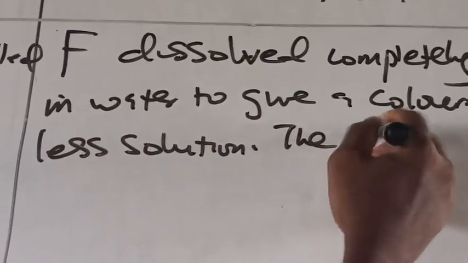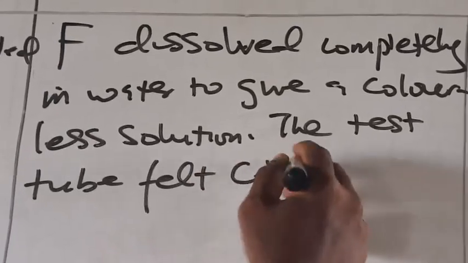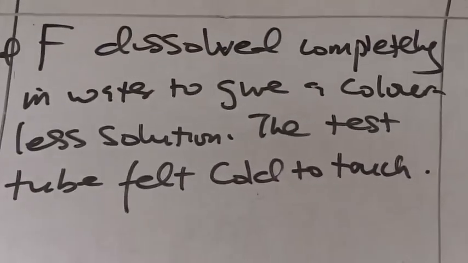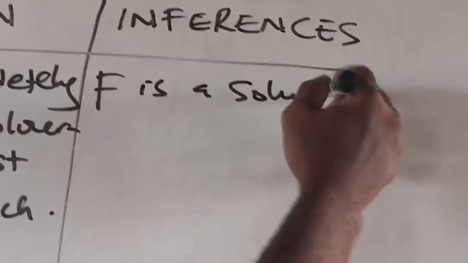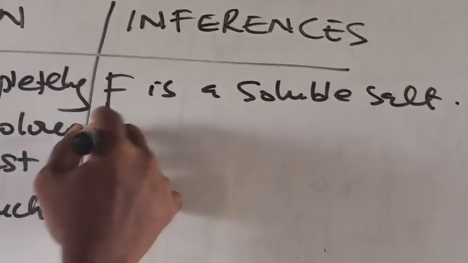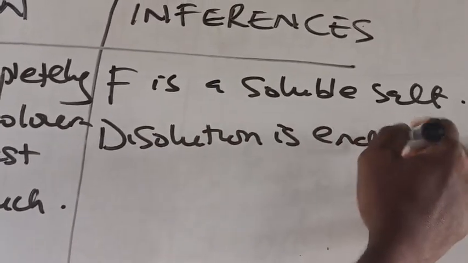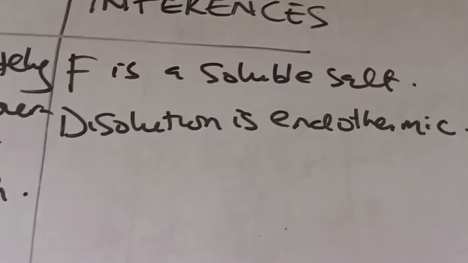The test tube felt cold to touch as we observed. Then the inference section. The inference: F is a soluble salt, and the solution is endothermic. Take a second to view our work, and then we'll move to the next question, A(ii).